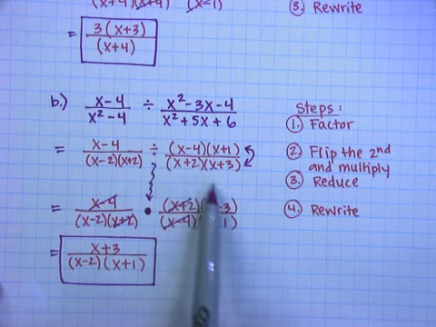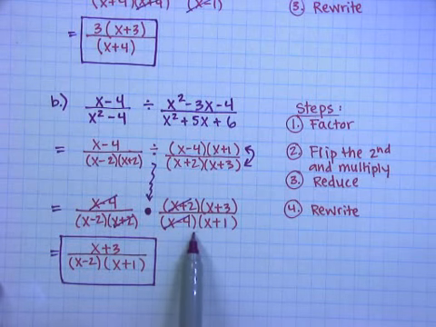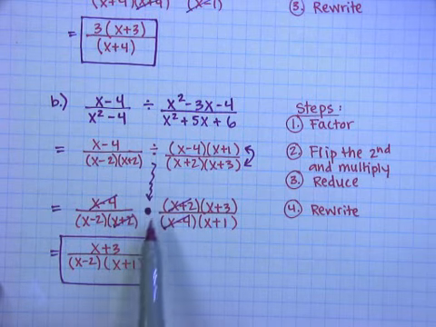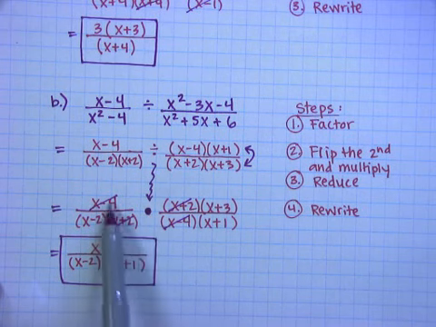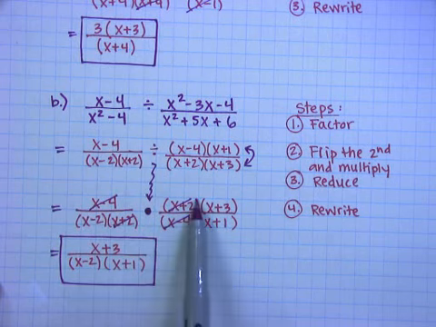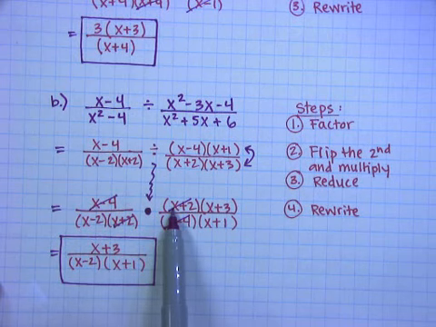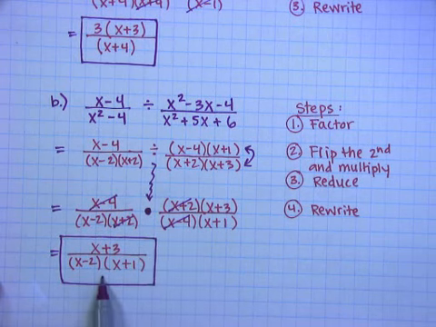So once I get this factored, I'm going to flip the second fraction upside down, and I'm going to change the division sign to multiplication. After I do that, then it's just the same steps as multiplying rational expressions. I'm going to reduce anything out that occurs both in the numerator and denominator, and then rewrite my final answer.